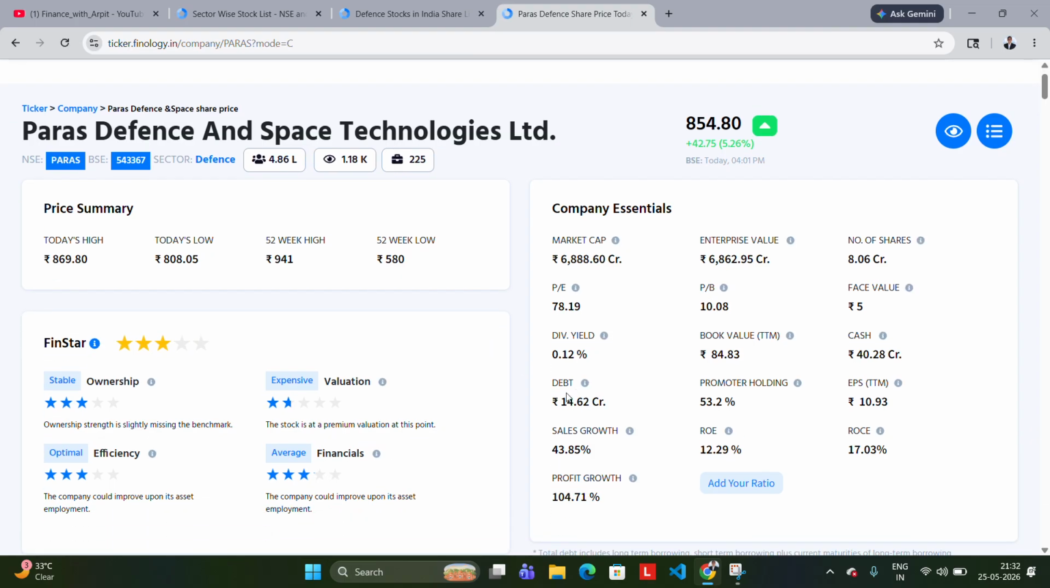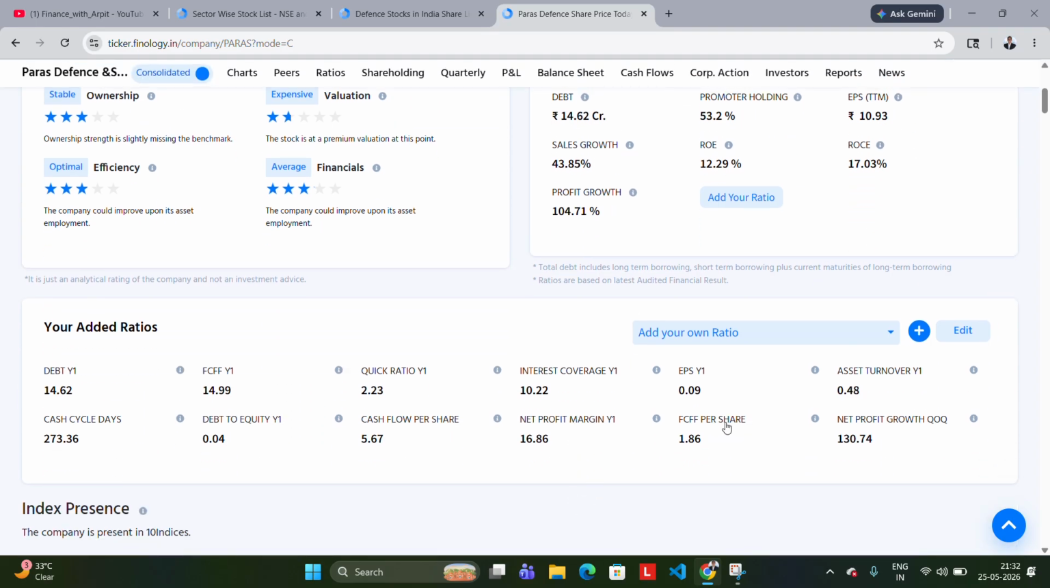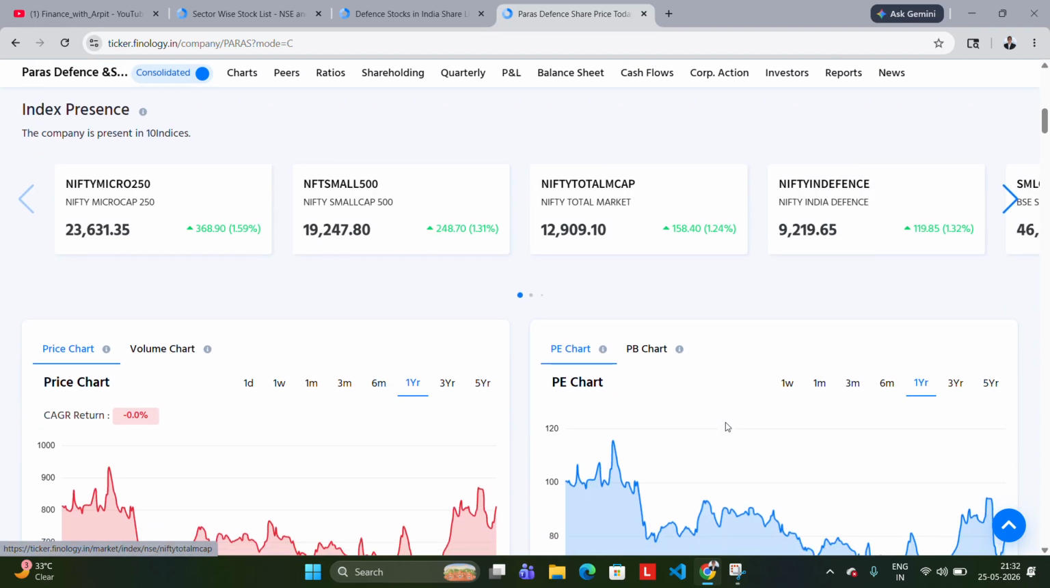The debt is lower, 14 crore, which is considered nothing. ROE and ROCE are good. Sales growth and customer growth are very good. FCF is positive, which is a very nice thing.